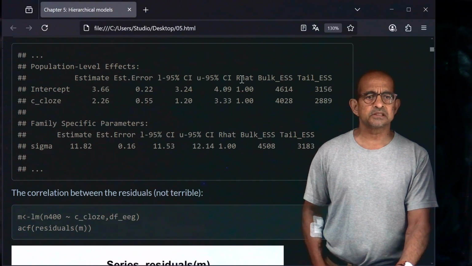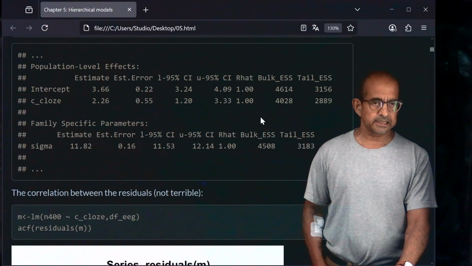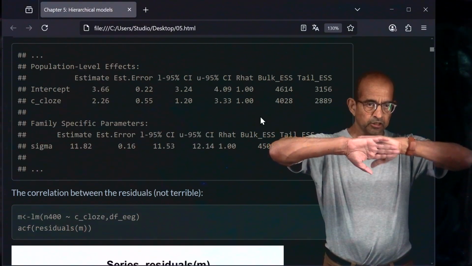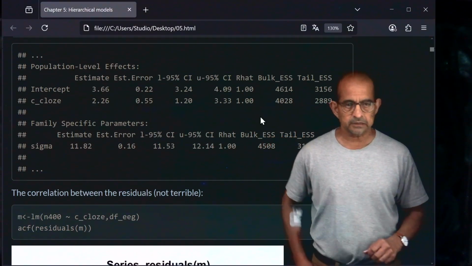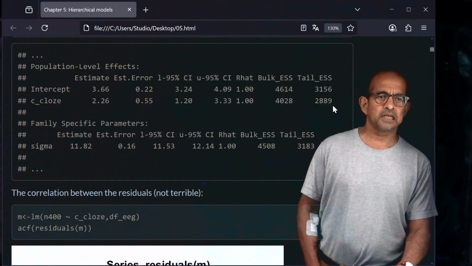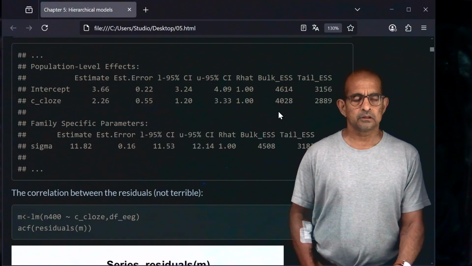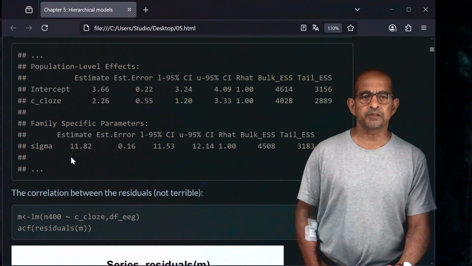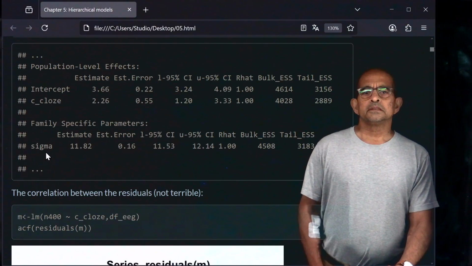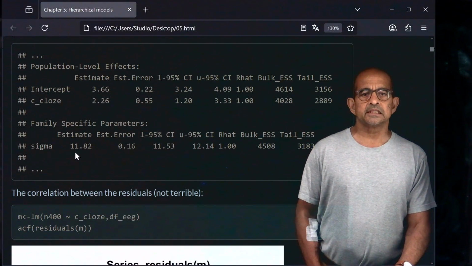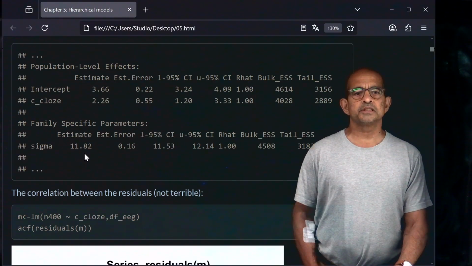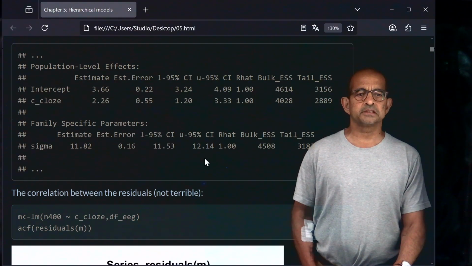The R hats here are telling us that the chains are sitting on top of each other, so fat hairy caterpillars. And these are the diagnostics which tell you that the model is working fine. So the sampler is working okay. The sigma parameter has an estimate of 11 point something, and a 95% credible interval is shown.